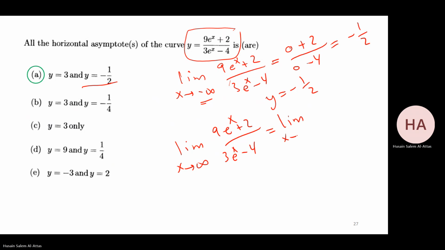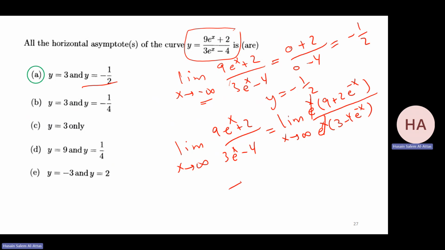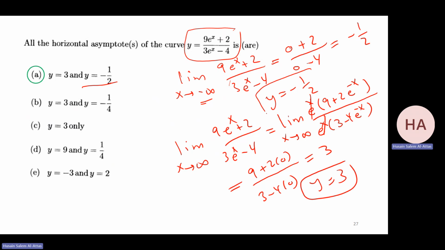Take e to the power x common factor. I have 9 plus 2 is minus x. Here I have e to the power x, 3 minus 4 is minus x. Kill this one, substitute 9 plus 2 times 0 over 3 minus 4 times 0, so I have 3. So y equal 3. This is the other horizontal asymptote. So I have 2 horizontal asymptotes, which is this one, correct.